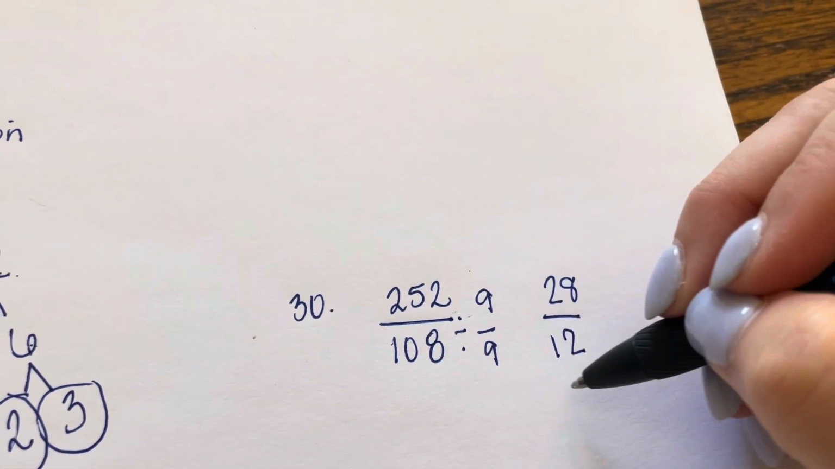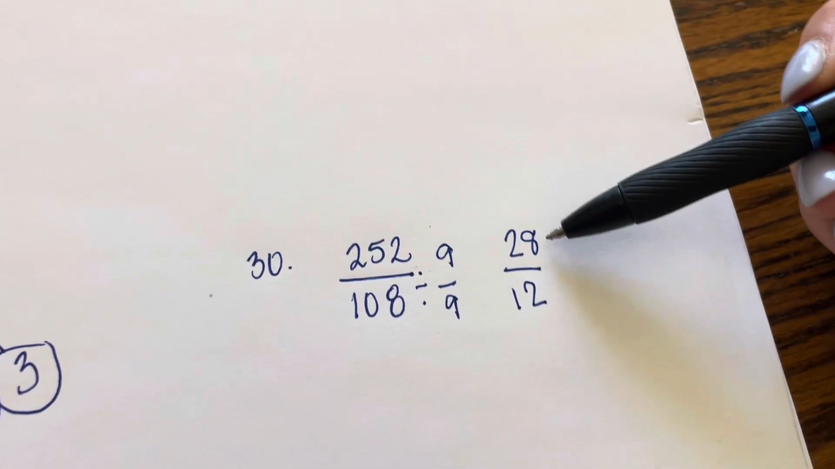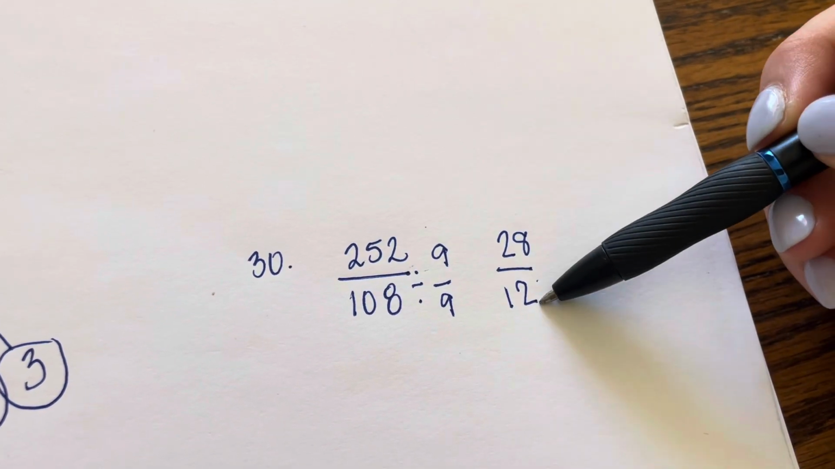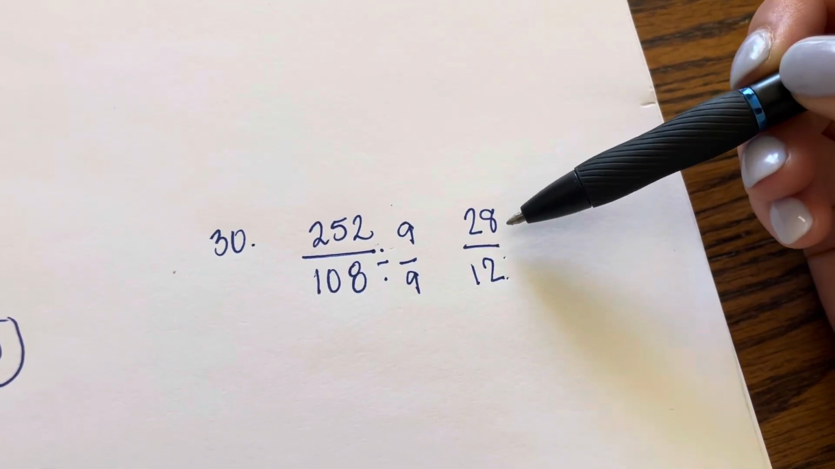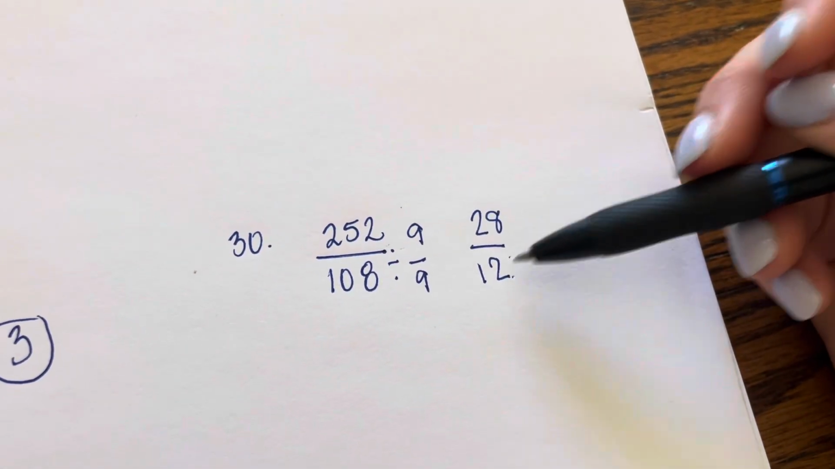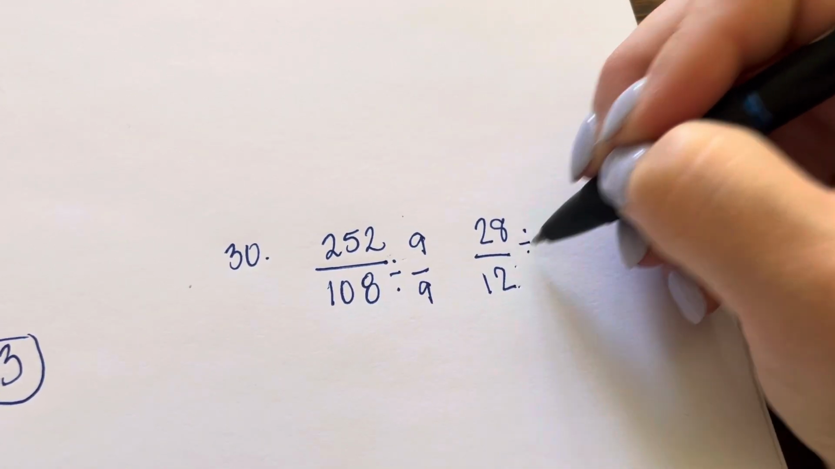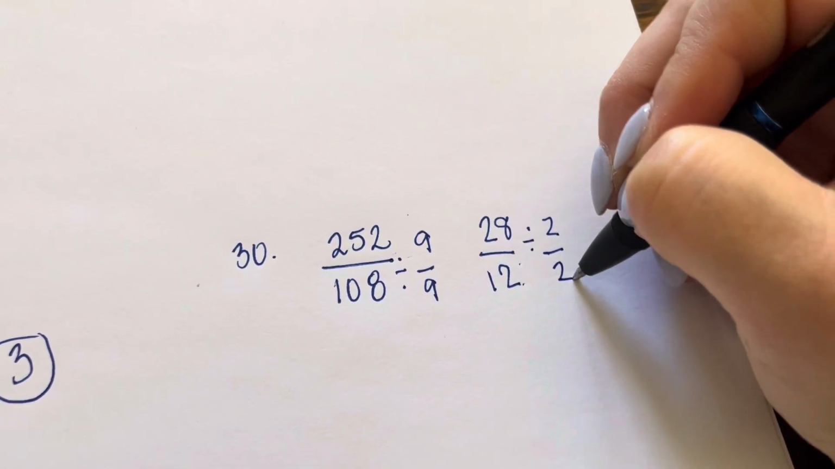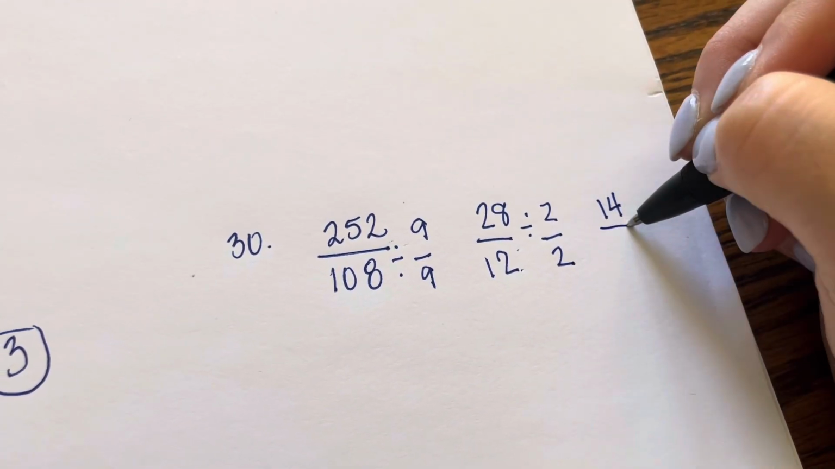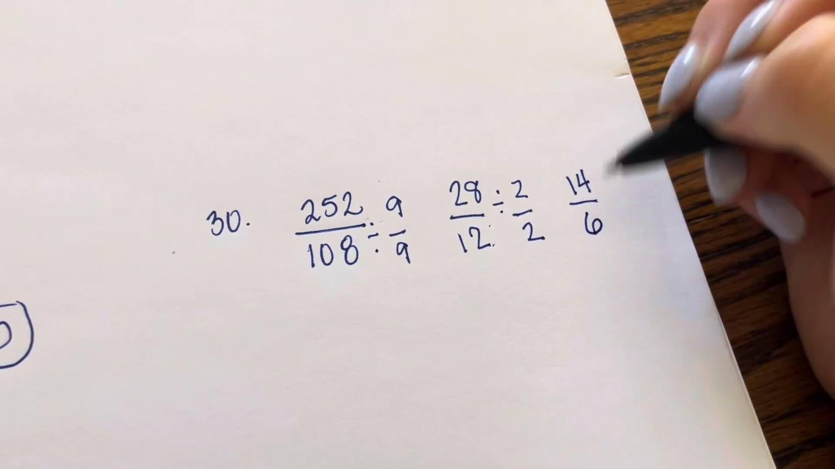Now this is a simpler version. It's still improper. But let's get this reduced even more. So 28 and 12 both have factors of 2. So I'm going to divide by 2, both top and bottom. 28 divided by 2 is 14. And 12 divided by 2 is 6.